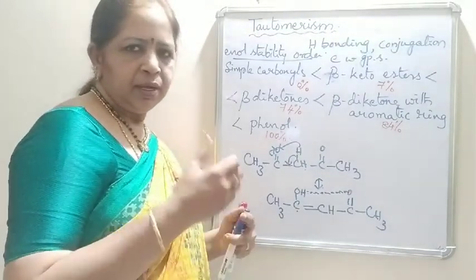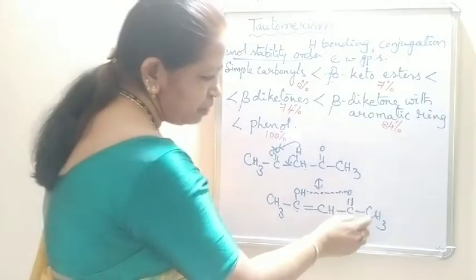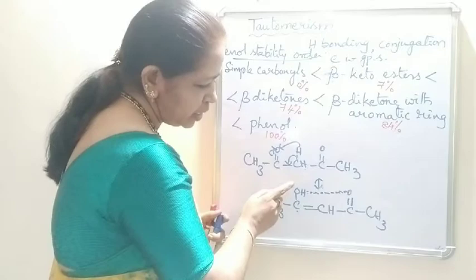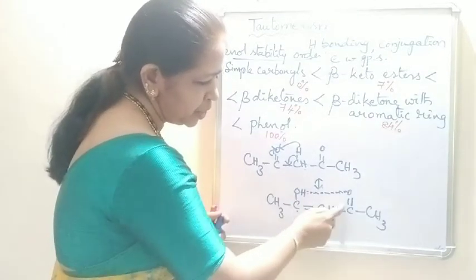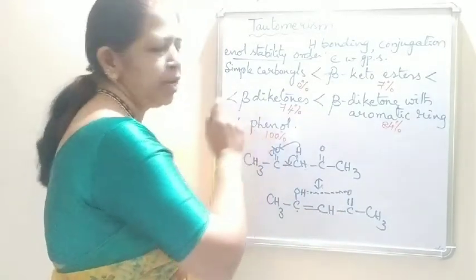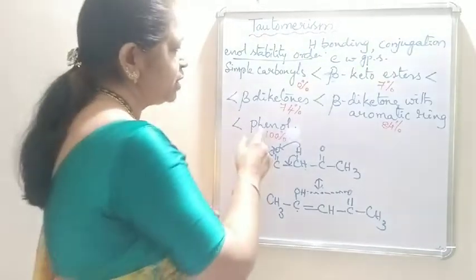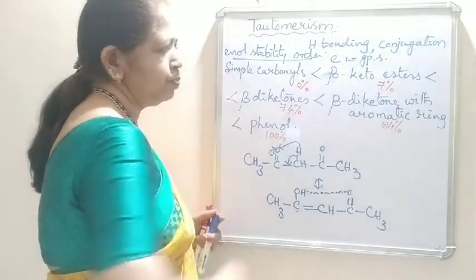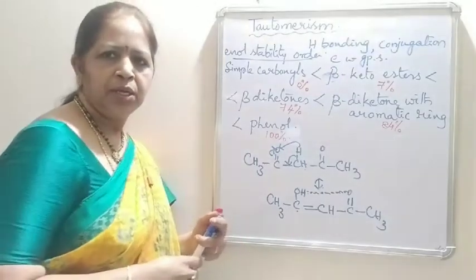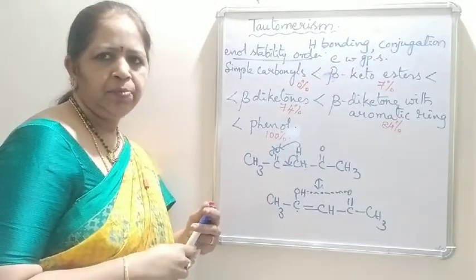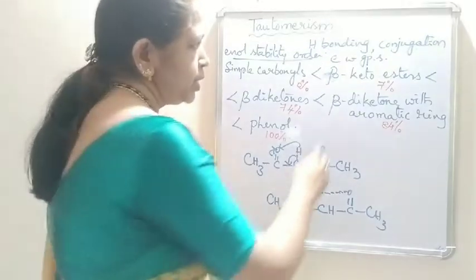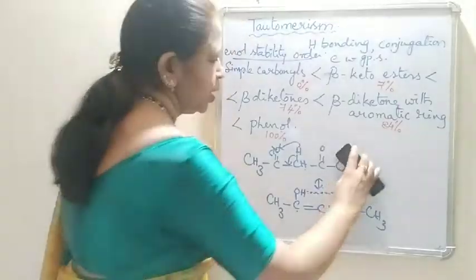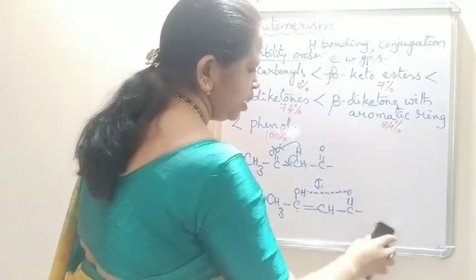So because of this weak electron donating nature of the methyl group, the effect of hydrogen bonding and conjugation will be more in beta diketones. So the percentage of enol content increases up to 74%. Okay students, I hope you got the point. Now let us see beta diketone with an aromatic ring. Now let us write here an aromatic ring.